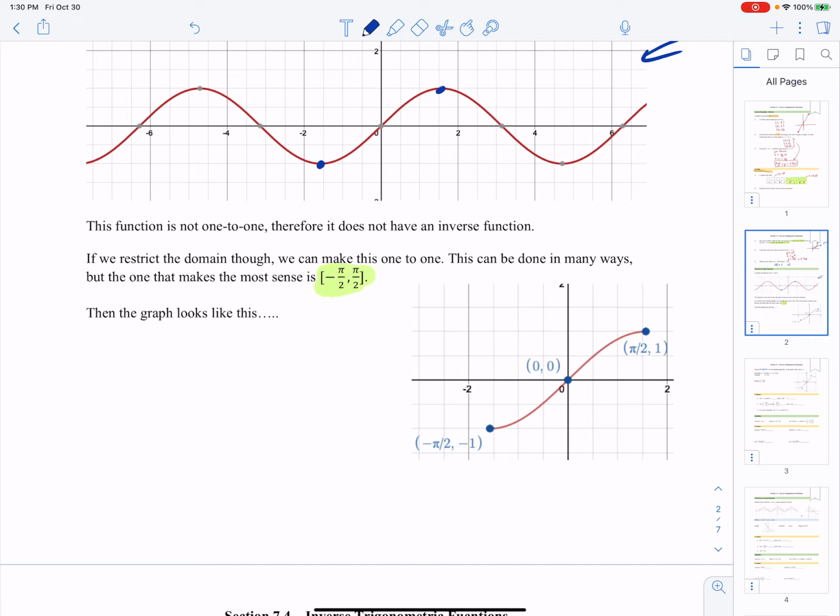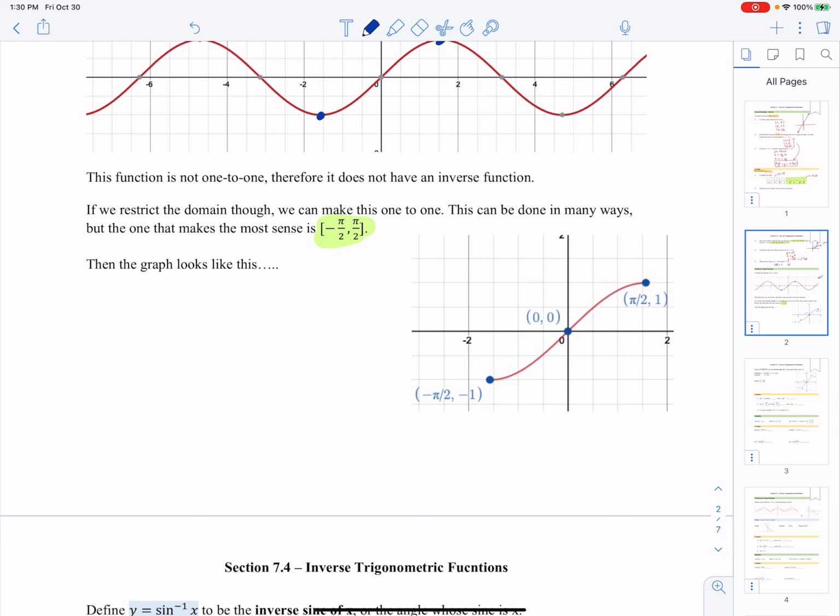Our angle must be between -pi/2 and pi/2. So what we're talking about is quadrant 4 and quadrant 1. That's important to notice when we start to summarize these functions a little bit later. Okay, there's the piece of the graph of sine that we're going to look at.